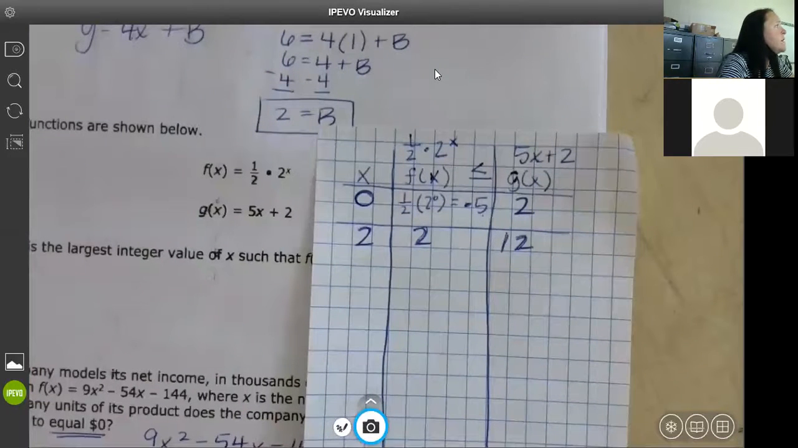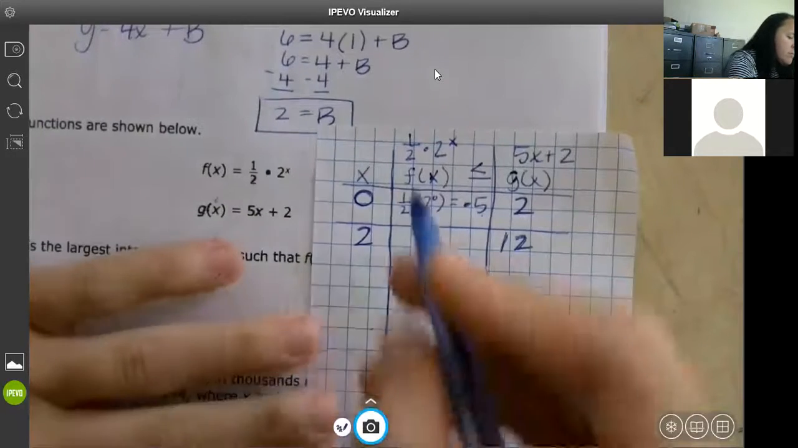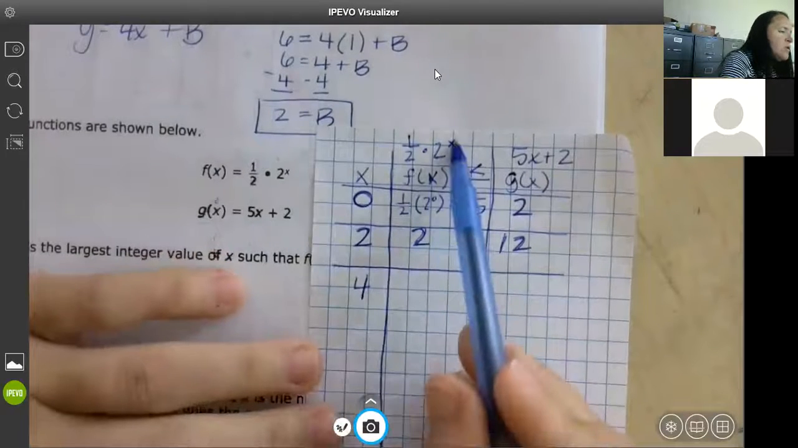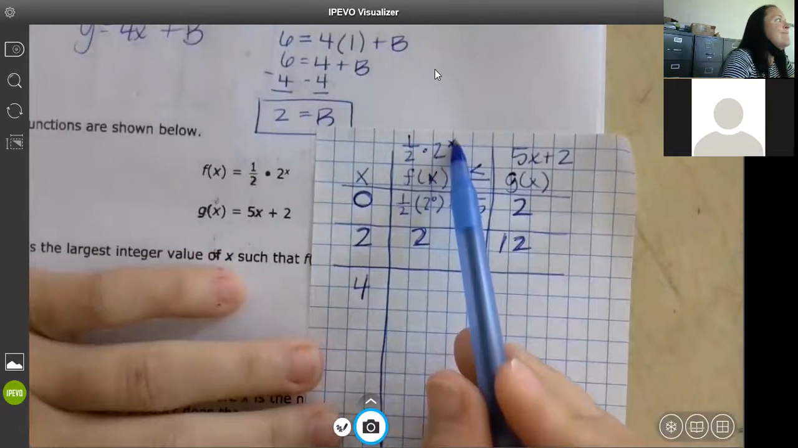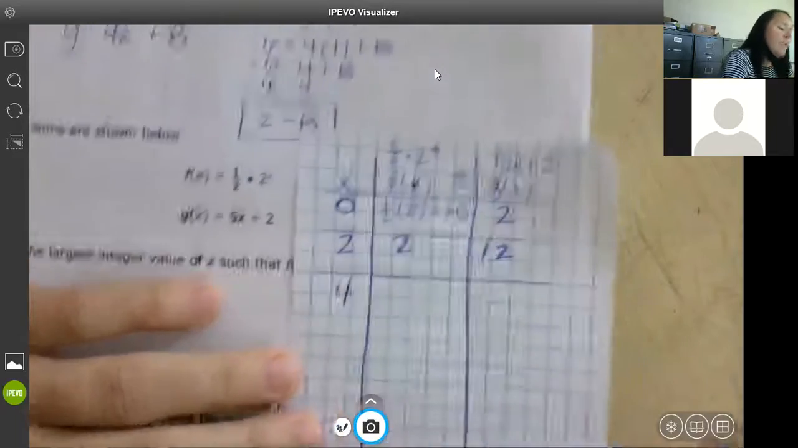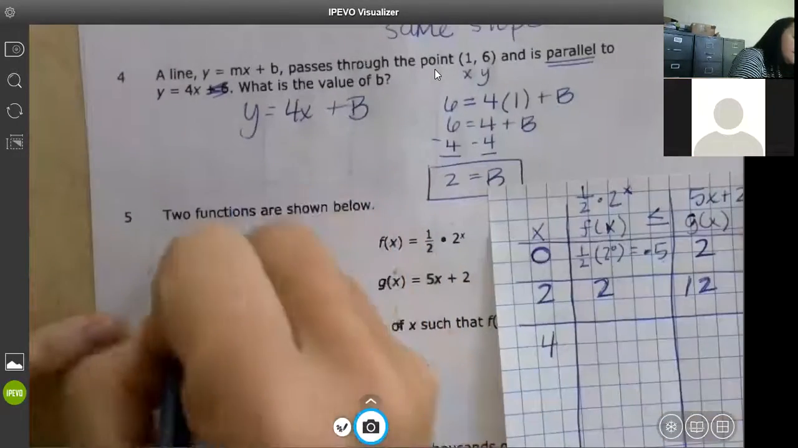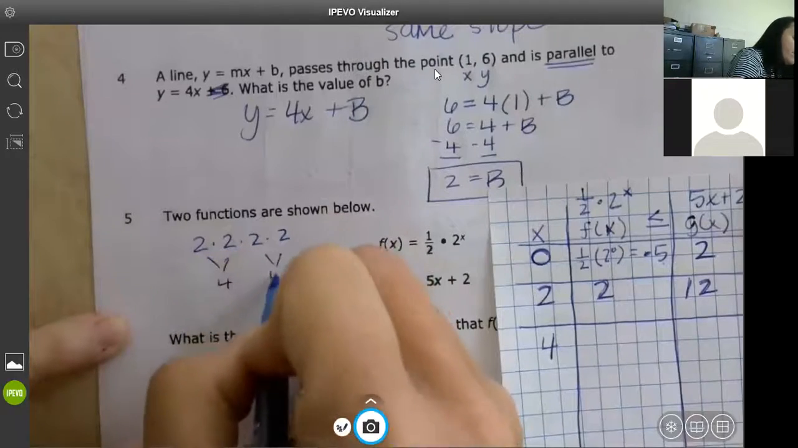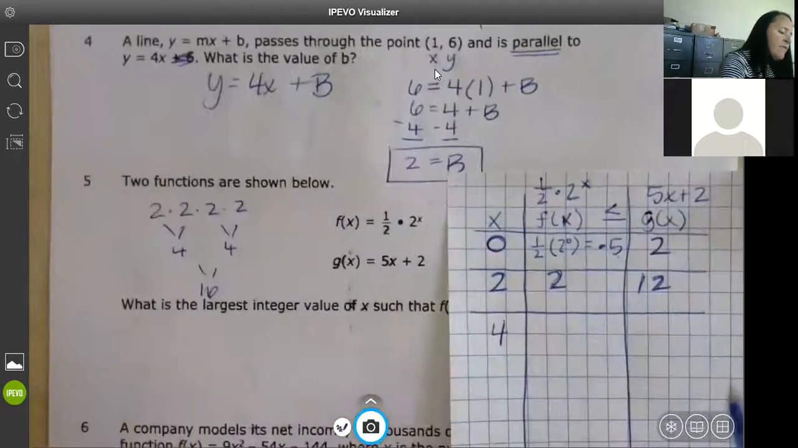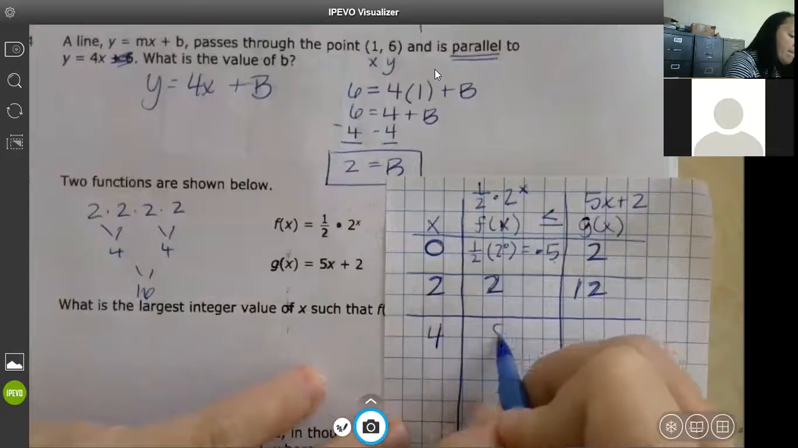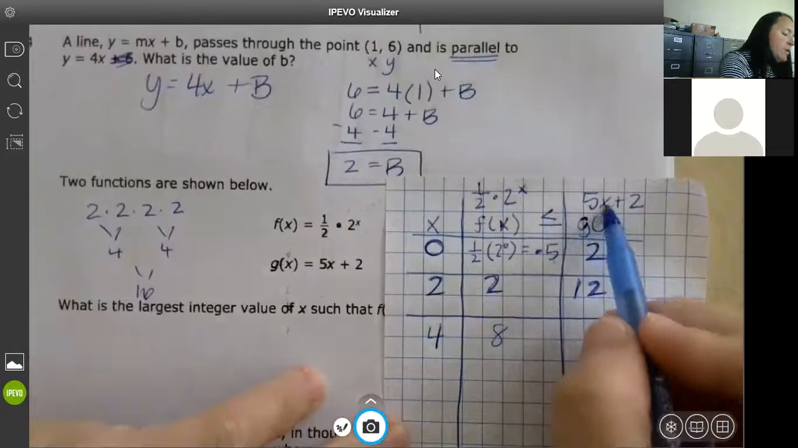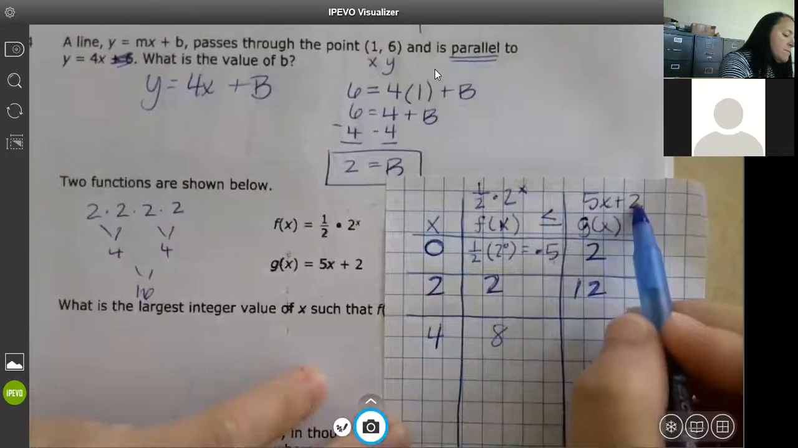Feel like this is going to take forever, right? I just got to keep plugging in. Give me another number. Okay, we'll try 4. 2 to the 4th. Remember, that's 2 times 2 times 2 times 2. What's half of 16? Good. Okay. 5 times 4 plus 2.